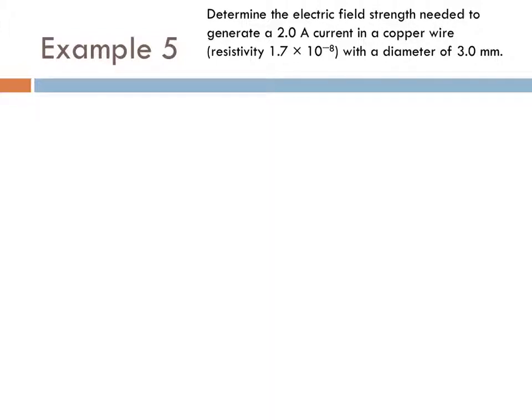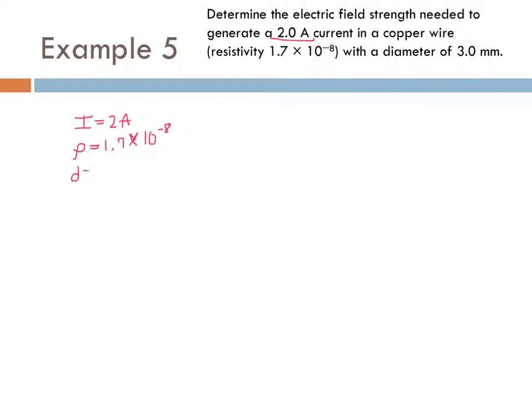So let's try an example. Here we're asked to determine the electric field strength needed to generate a 2 amp current in a copper wire with a resistivity of 1.7 times 10 to the negative 8 and with a diameter of 3 millimeters. Again, let's go ahead and just label all of our information. We have a current of 2 amps. Our resistivity, rho, is 1.7 times 10 to the negative 8.